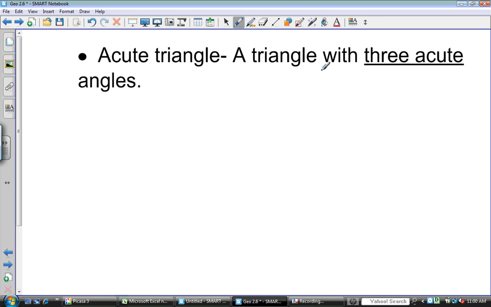An acute triangle is a triangle with three acute angles. So something like this would be an acute triangle.